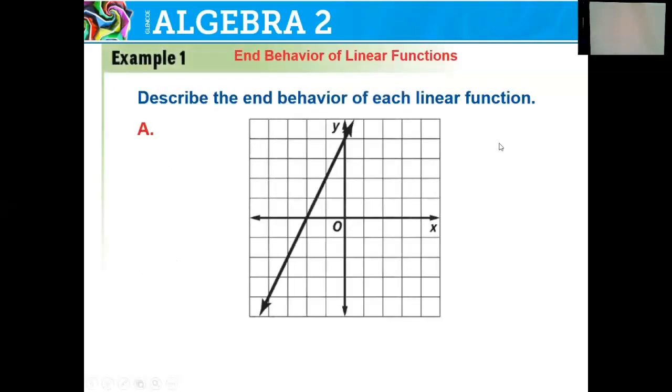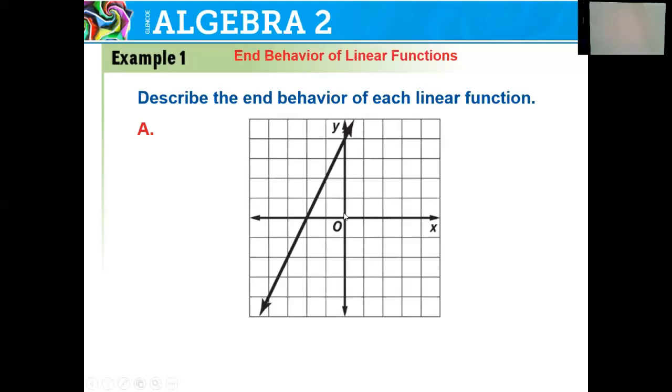So here, describe the end behavior of each linear function. Linear functions are pretty simple when it comes to end behavior. 90% of the time, you're going to have one end that approaches negative infinity and one end that approaches positive infinity. And that's talking about the y values. You can see on our graph here, it starts low and it ends high.